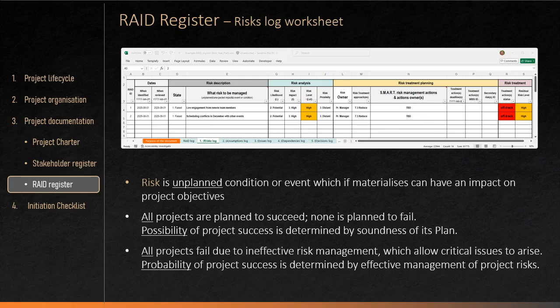A well-designed project plan makes success possible, but only effective risk management makes success probable. No plan survives reality unchanged. Projects operate in environments filled with uncertainty, assumptions, dependencies, and unforeseen events. Risk management helps teams identify potential threats and opportunities early, assess their impact, and take proactive actions before they affect project outcomes.